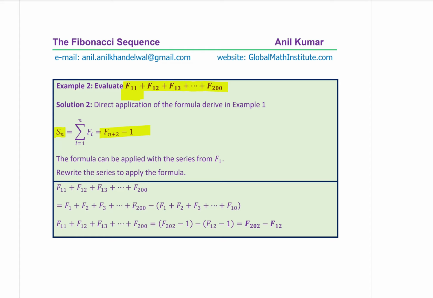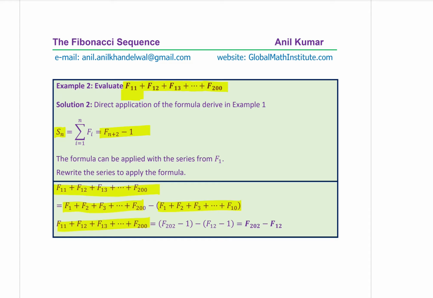So in this particular case, to solve, what should I do? Well, I'll split the series into two series. One starting with F1 up to F10, and then F1 to F200. And the difference will give me the answer, correct? So I can now write down this particular series F11, F12, F13 to F200 as a combination of F1 to F200 take away F1 to F10. And so what we get is this particular required series F11 to F200.